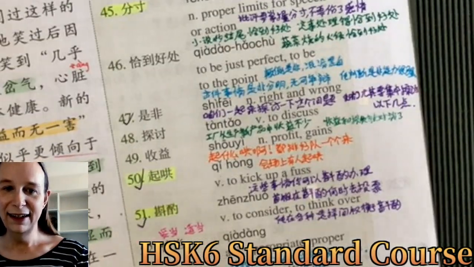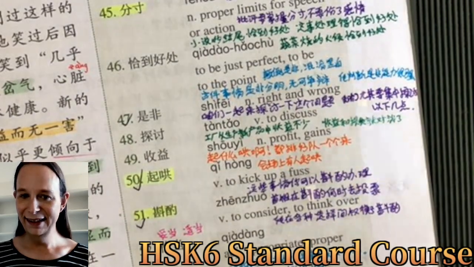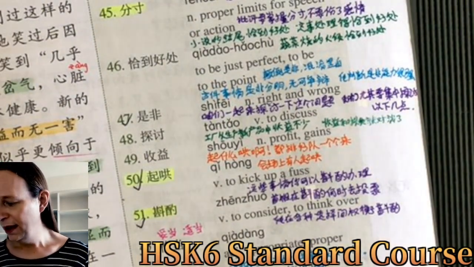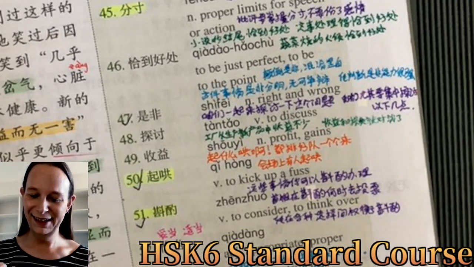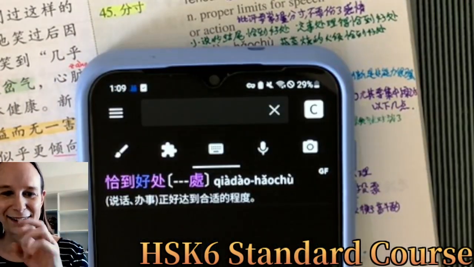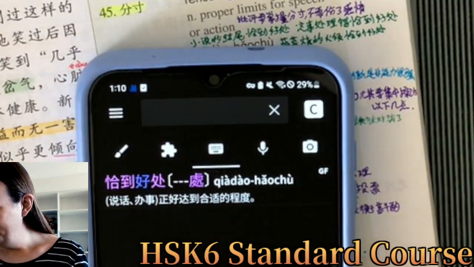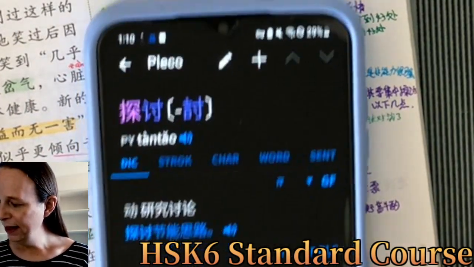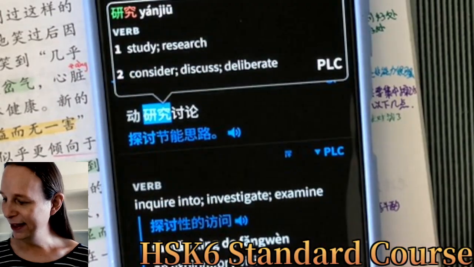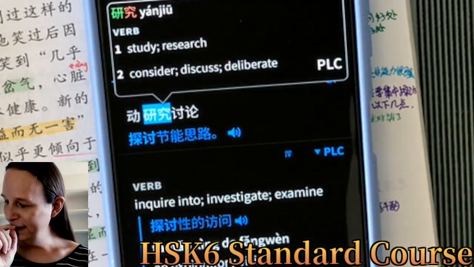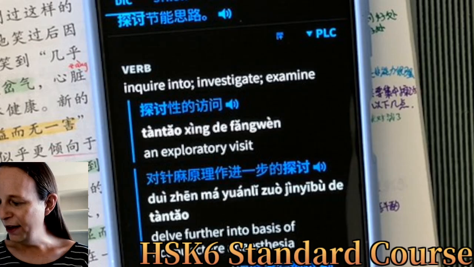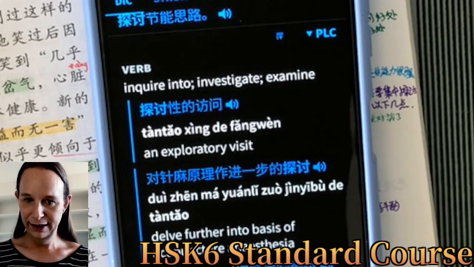探讨. Okay, so tao means to discuss. Tan, I think it's like to explore through discussion. 探讨. It says to discuss as the translation, but obviously there's like 20 different ways of saying that. 研究讨论, 研究, it's kind of in depth or something, is it? Study, consider, deliberate, yeah. 探讨性的访问, an exploratory visit. Okay.